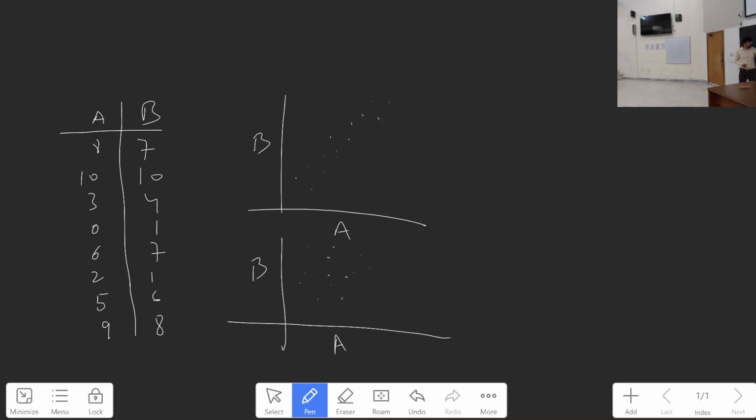Now I tell you that A, in a particular assignment, got 1 mark. What are the chances that B got 10 marks? Very high. High or low? In this case, if A got 1 mark, what are the chances that B got 10 marks? So I'm telling you where covariance comes in handy.